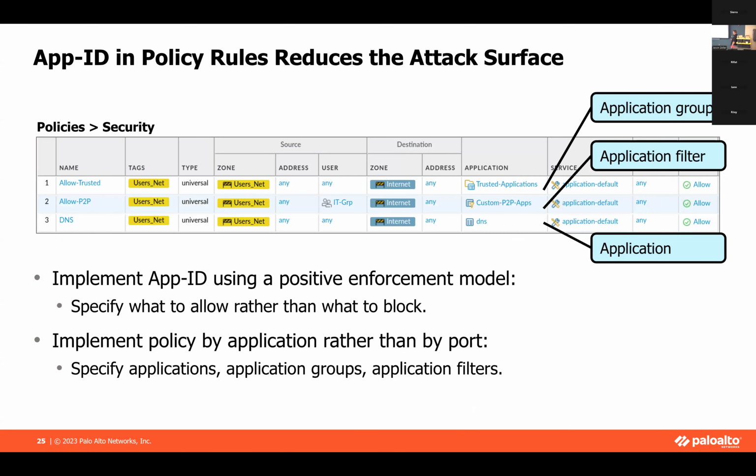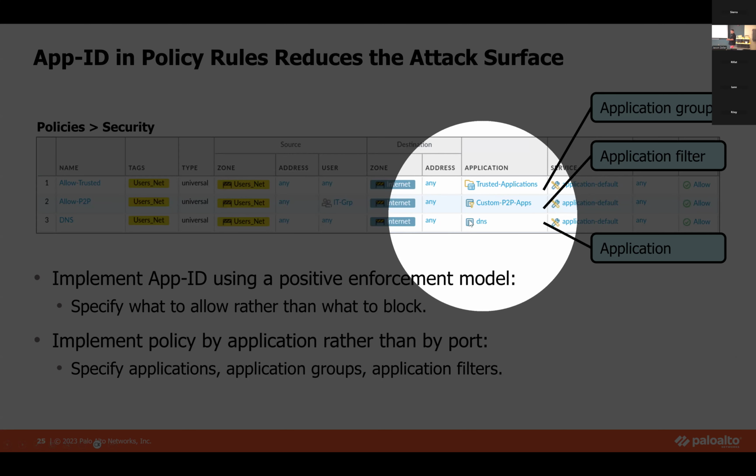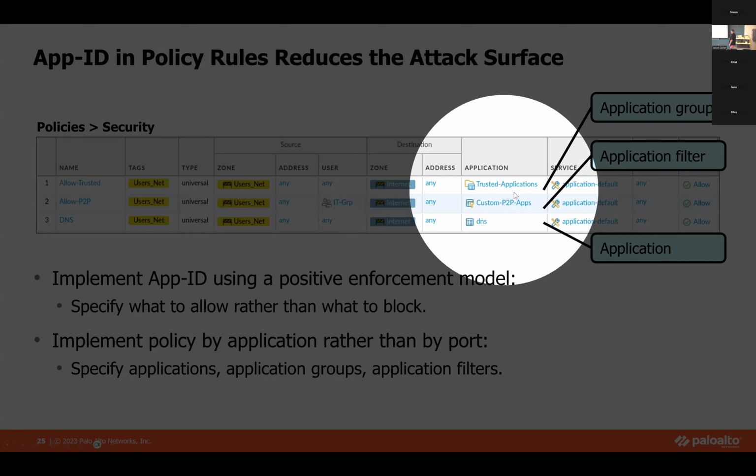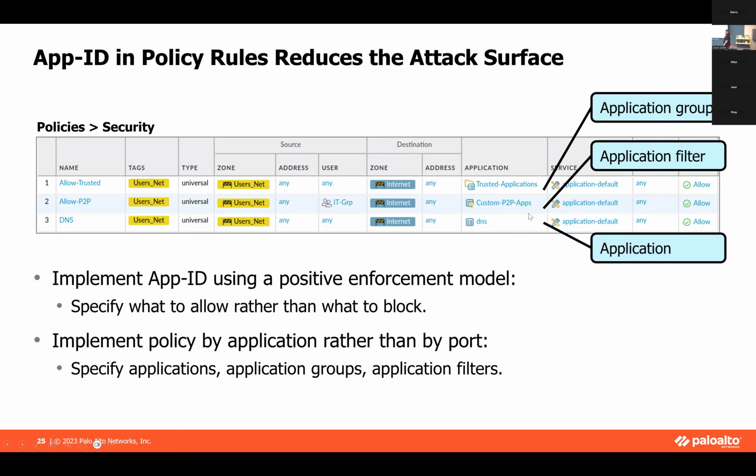Up here, you can see on the application side that we are doing our trusted applications. Again, in a business environment, this would be useful to us. We could then do a custom peer-to-peer apps that we would allow. For example, we might allow something like BitTorrent on certain occasions. As IT guys, when would you guys use BitTorrent?